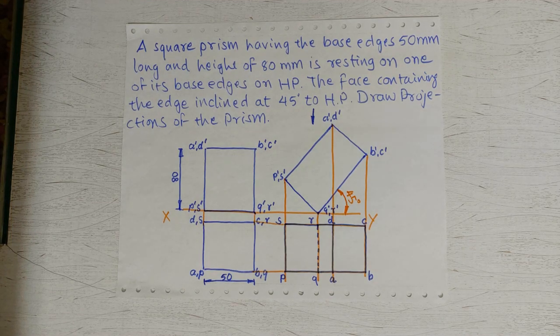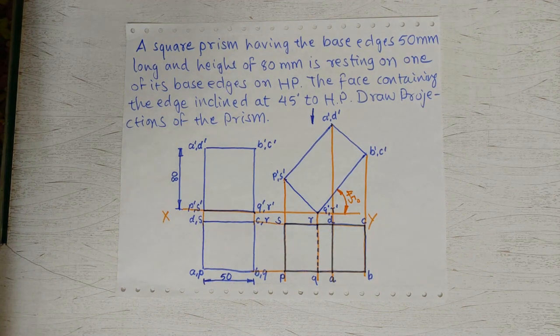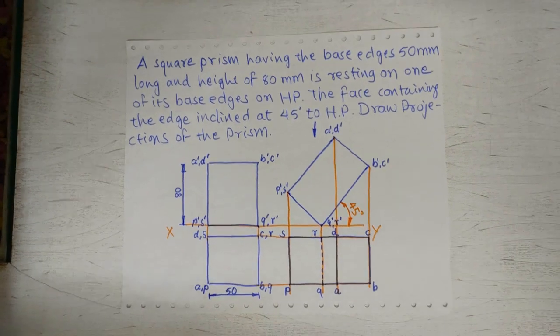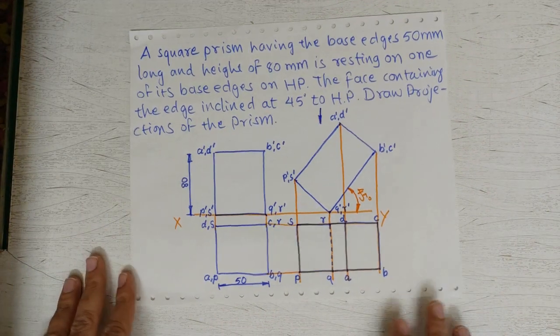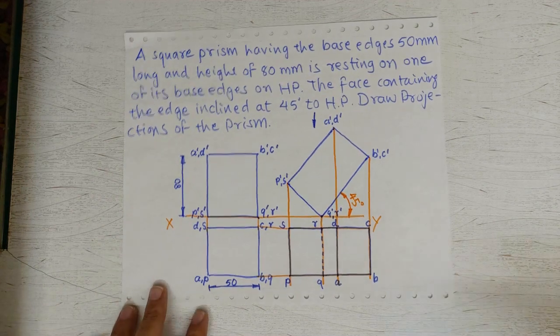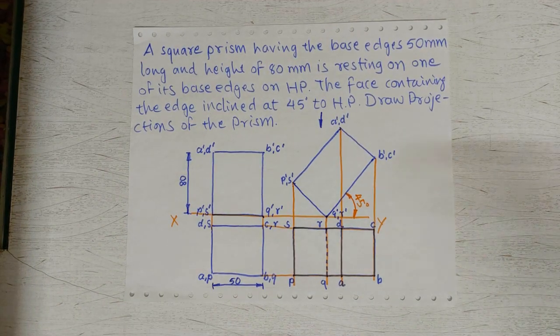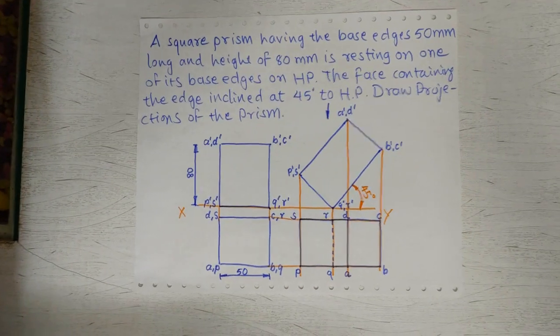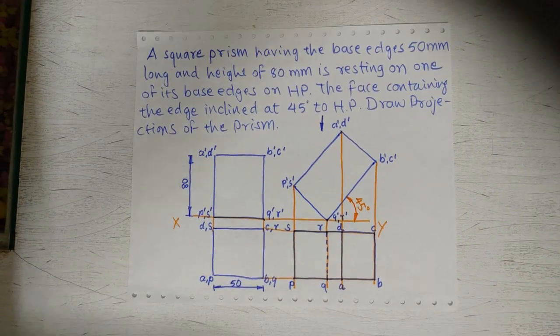Alright, let's continue our discussion on projections of solids. Now, in the last lecture, we have solved two problems, and let's solve some more problems. In this particular lecture, we are going to introduce the inclination with VP of the solid, right? So, let's take the same problem which we discussed last time.